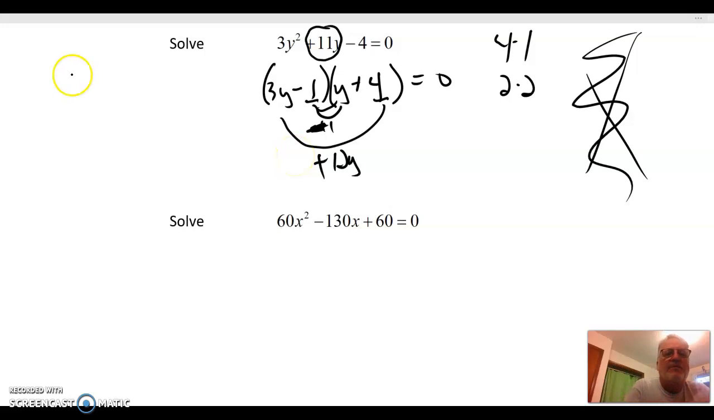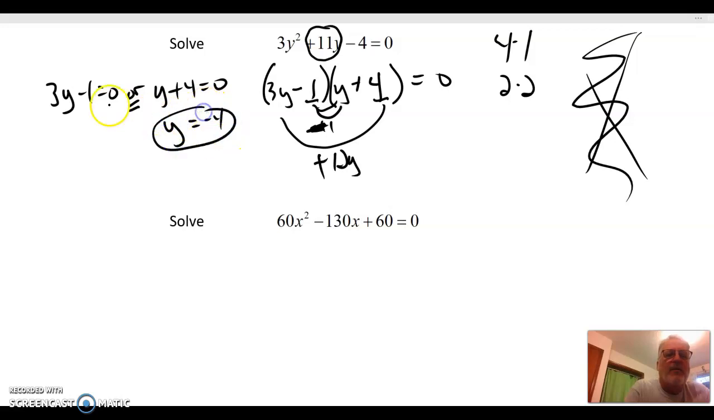Okay, so I'm just going to do the same thing I did last time. My answers are going to be 3y minus 1 equals 0, or y plus 4 equals 0. Okay, do the easy one first. This one gives me y equals negative 4. Over here, I need to add 1 to both sides. So 3y equals 1, divided by 3, divided by 3. y equals 1/3.